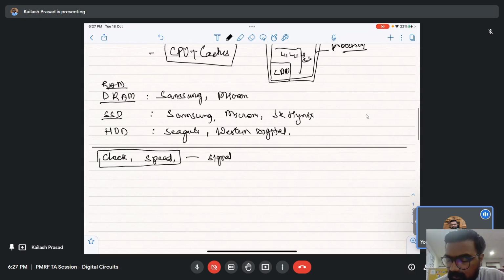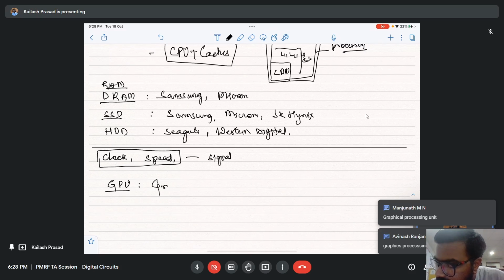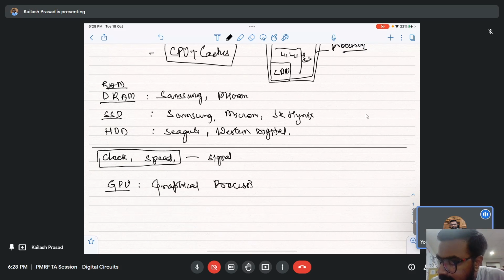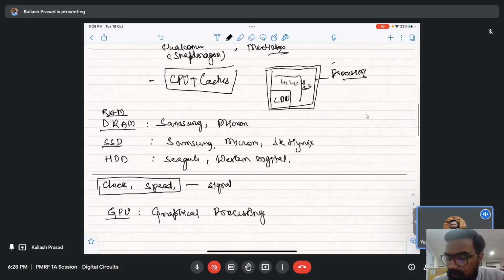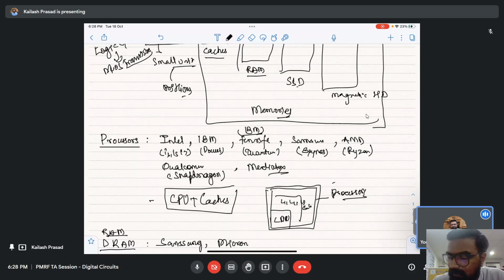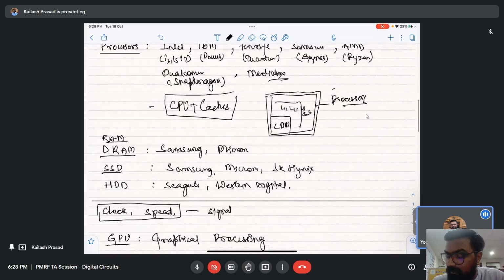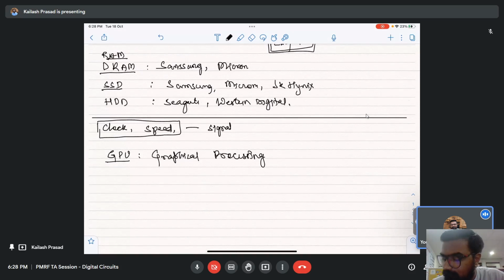But I was talking about a hardware that is called a GPU. Anybody knows what GPU is? Anyone? Can you type? Yeah. So it is called a graphical processing unit. So your laptop, along with whatever I have discussed, has everything. It has processor, it has your cache, it has your RAM, it has your SSD, it also has your magnetic hard drive. Apart from that, it also has your graphical processing unit.